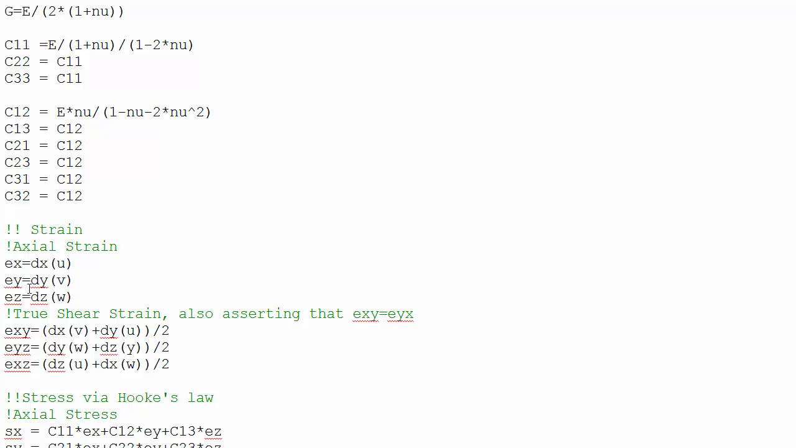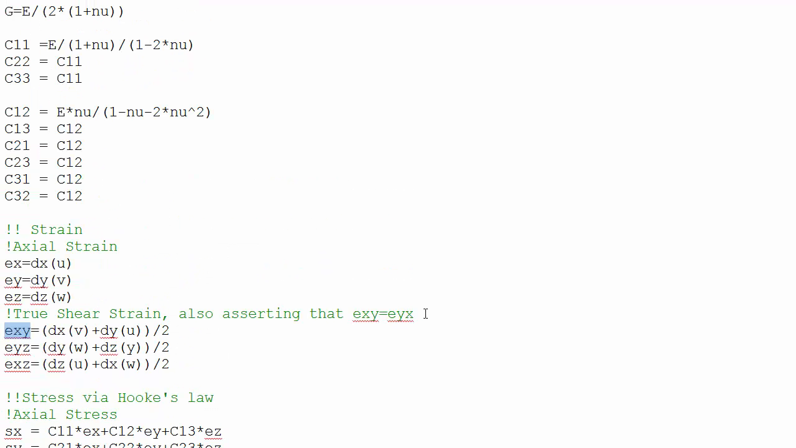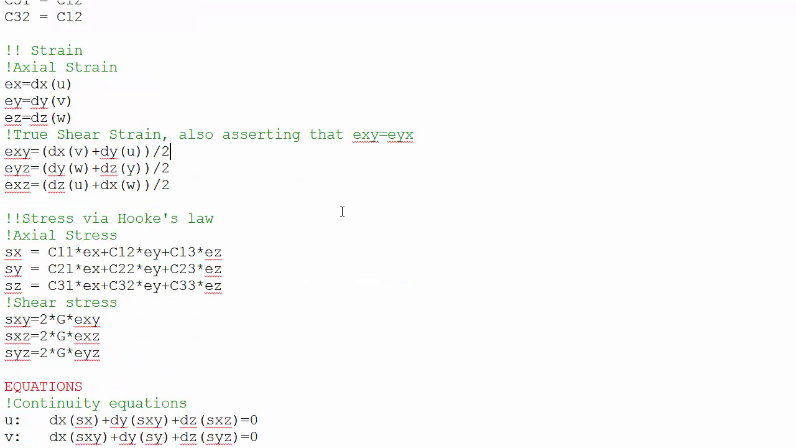And then we've got the strain definitions. So the axial ones are just the displacement in x differentiated with respect to x, and similarly for y and z. And then we've got our true shear strain defined here, EXY. True shear strain really should just be dx of v and then dy of u for the other one. But we're going to assert that microscopically this sum, the whole thing should be symmetrical so that we're not exerting torques on the thing and it's in static equilibrium.